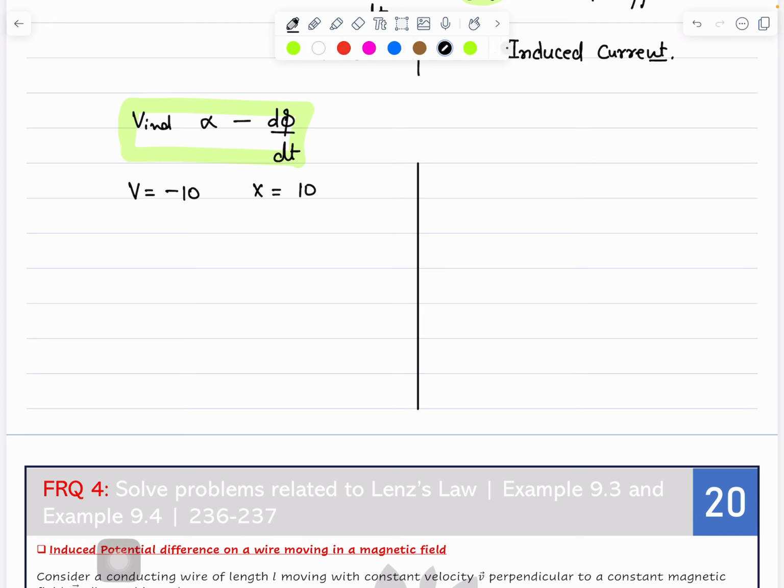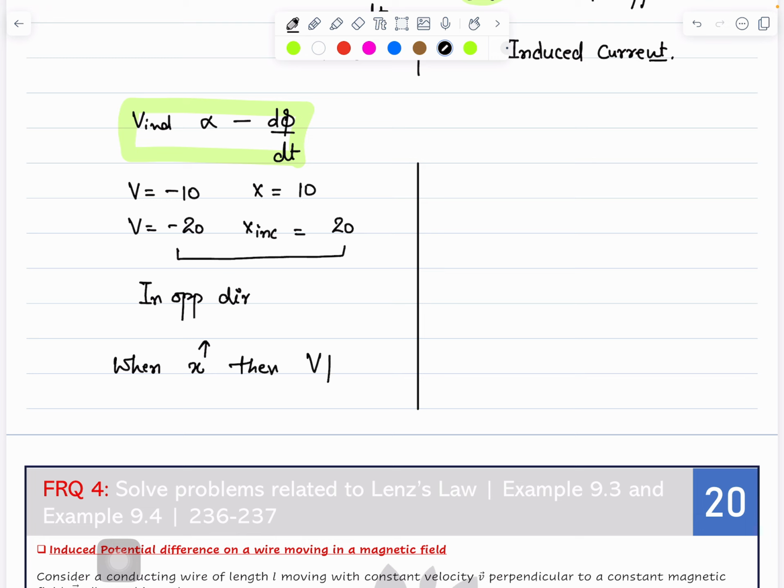Now let's say x is increasing, so the value is 20. What should be the value of V? It should be negative 20, in opposite direction. So can I say when x increases, V decreases? From negative 10 to negative 20, it means it is decreasing, and from 10 to 20, it means x is increasing. Clear, guys? Case number 1.